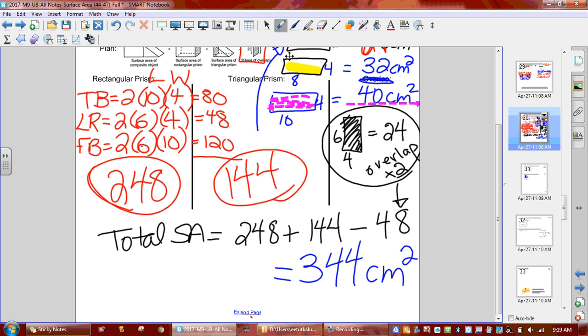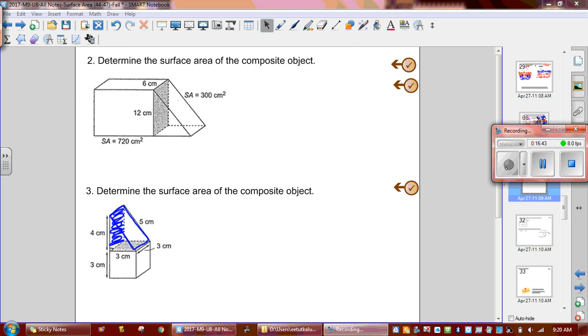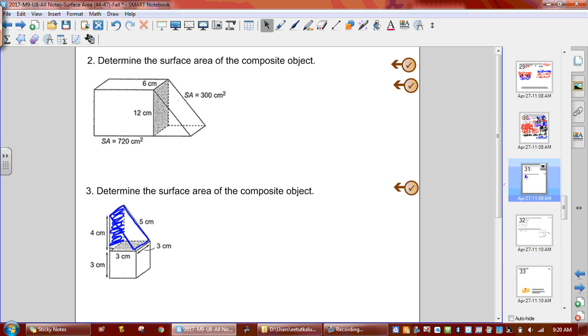Now, number 2, we like this question. We like this question on purpose because they've done all the hard work for us. They found the surface area of object 1, and that is 720. They found the surface area of object 2, 300. All they didn't find was the overlap to subtract it. They've given us the dimensions of the overlap, and they've shaded it for us. It's this rectangle right there. So we need to do the very last step, which is to find total surface area. And that's going to equal object 1 plus object 2 minus the overlap.